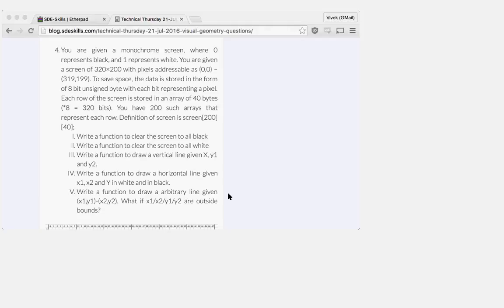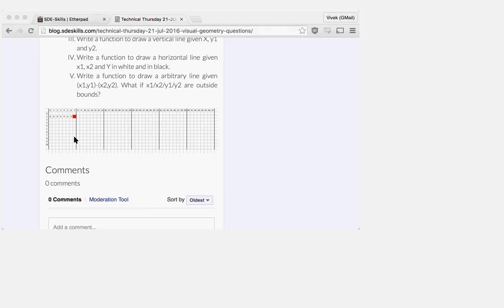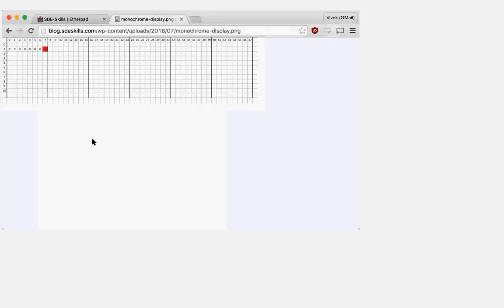So you compact 8 continuous pixels as 1 byte. Each row is stored as 40 bytes, because there are 8 bits in a byte, and 40 bytes represent 320 bits, which is the first row. And you have 200 such 40-byte elements. So in total, the screen is defined as a screen of 200 by 40, which if you look at the image below, is a weirdish image.